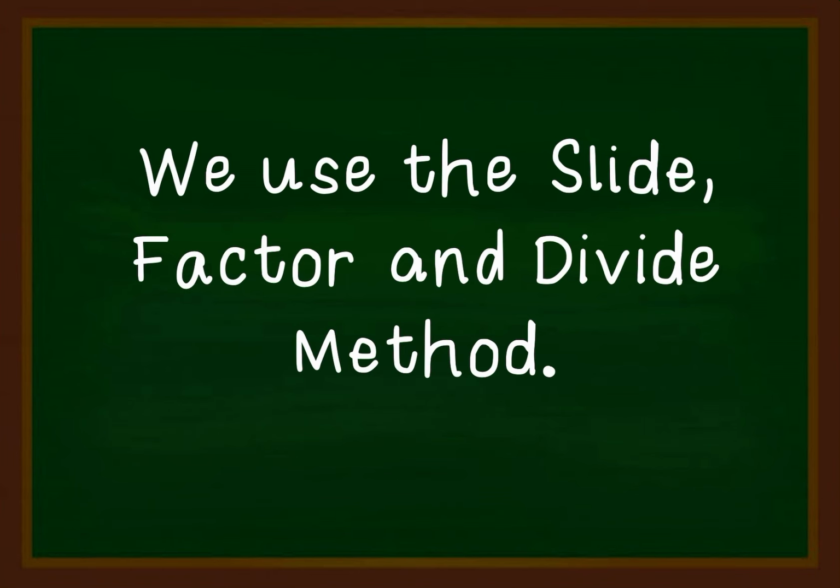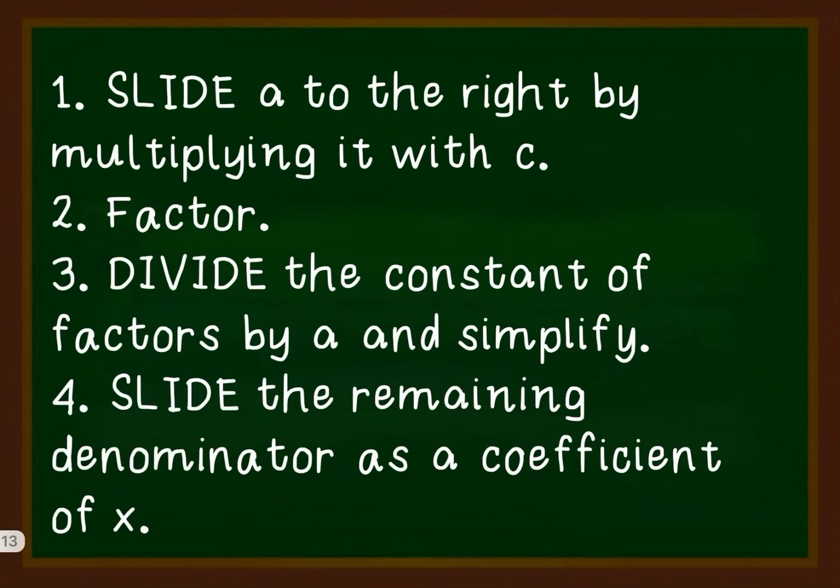Sa pagpa-factor ng ax squared plus bx plus c where absolute value of a is greater than 1, we use the slide, factor, and divide method. Paano natin gagamitin yon? So, let us have some examples. Pero bago ako magbigay ng example, ito muna yung steps. First, we slide a to the right by multiplying it with c.